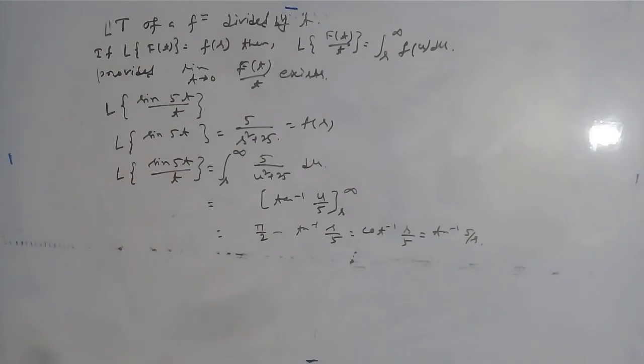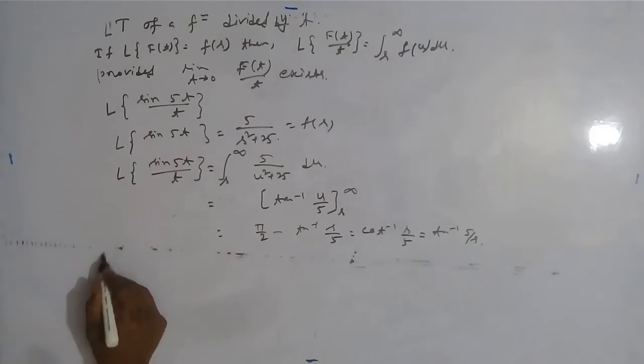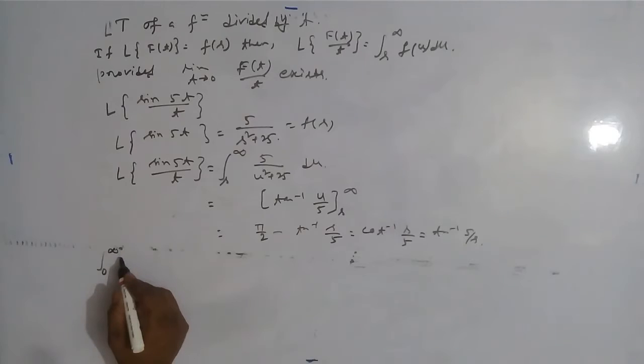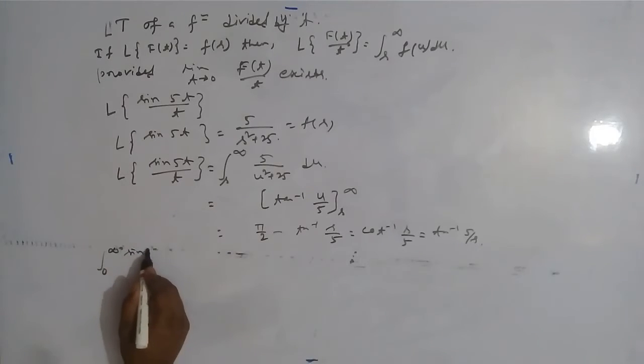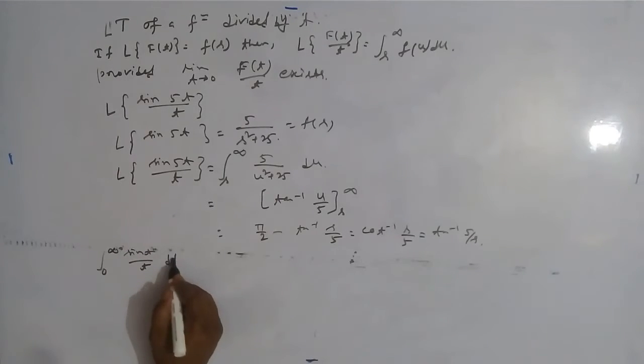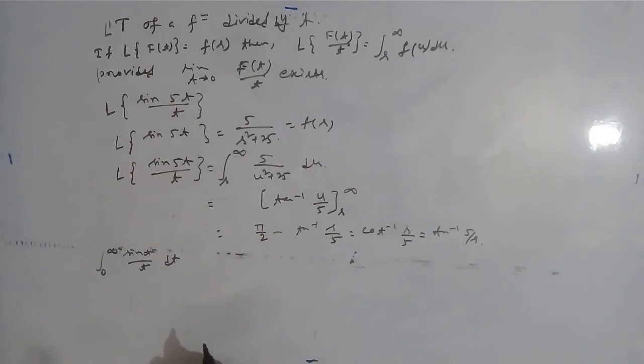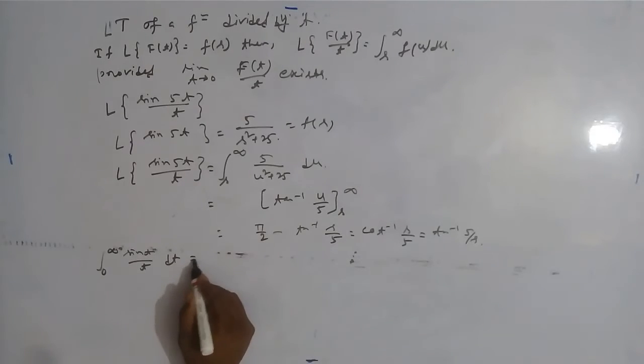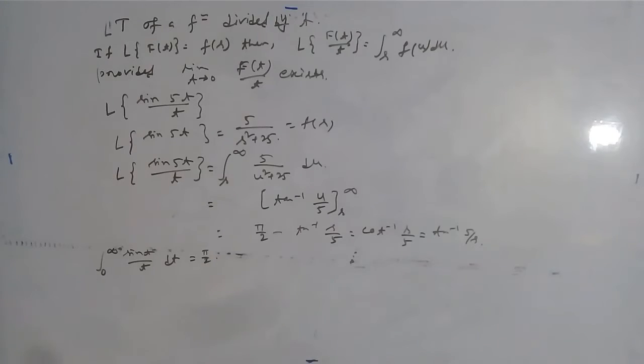Now I'll solve a problem which is related to this property. If we want to find the integral from 0 to infinity of sin t by t dt, we have to prove that it is equal to pi by 2 using Laplace transformation. We have to integrate this function using Laplace transformation.